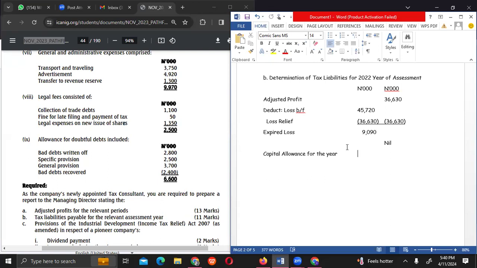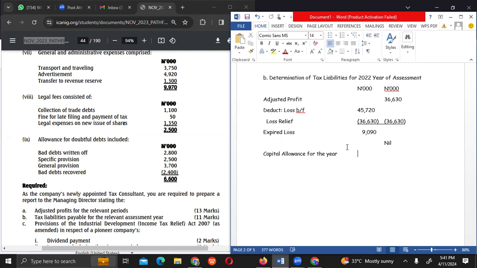All right. Okay. Sorry, please, let me get this picture very well. Assuming that 36,630 is a loss, and we have a loss that we brought up from the pioneer period, and we cannot relieve the loss, it means that 45,720 has gone forever. Exactly. You get the point. So the following year, we now take that 36,630 forward. Exactly. That was the idea.